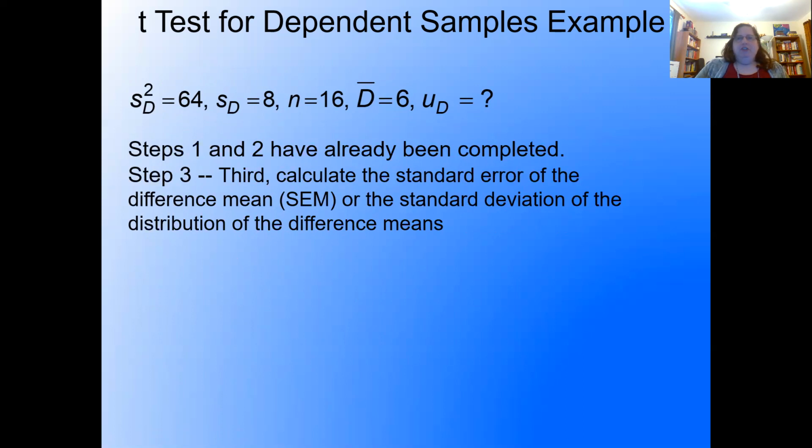So now we have to evaluate which steps have been completed and which ones we need to complete. Well, I can see that steps 1 and 2 have already been completed. I have my d bar, which I would typically get in step 1, and I have my s squared d, which I would typically get in step 2. So what about step 3? Calculate the standard error of the difference mean, or SEM. Do I have that? Do I have S of d bar up here? Well, no, I don't. So that's the step I need to start with. I need to calculate my standard error of the difference mean.